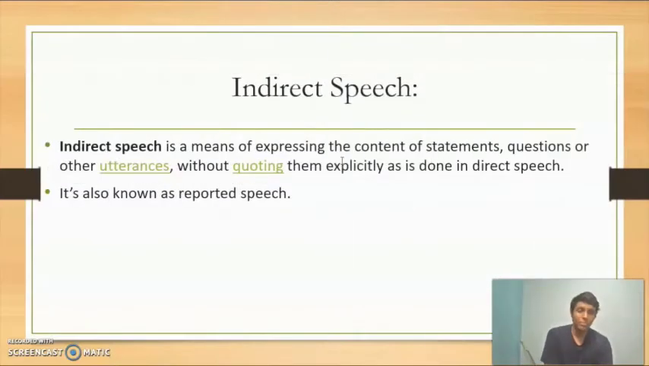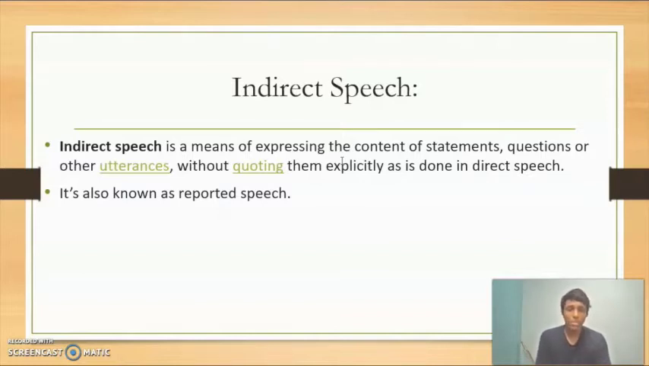Guys, welcome back. So now we'll look at indirect speech. Previously we looked at what direct speech was, and we looked at some rules, and we looked at some examples. So now we'll do the same thing with indirect speech. So let's begin with the definition.